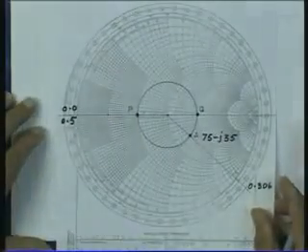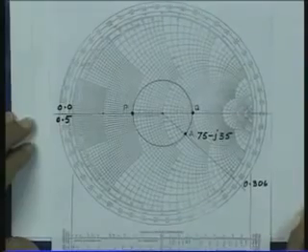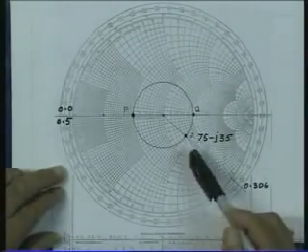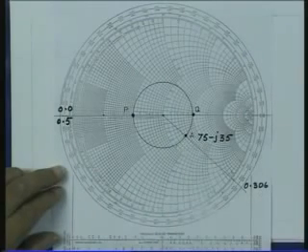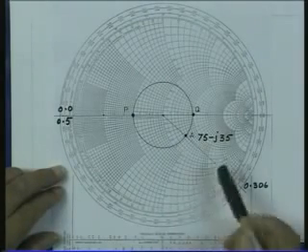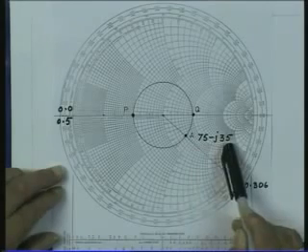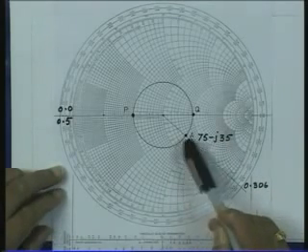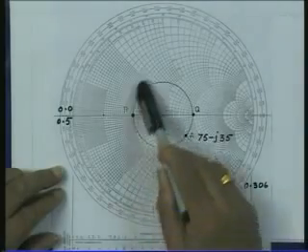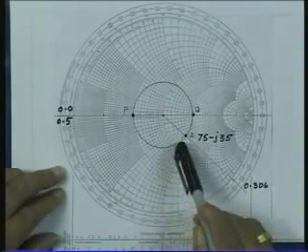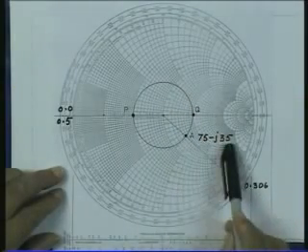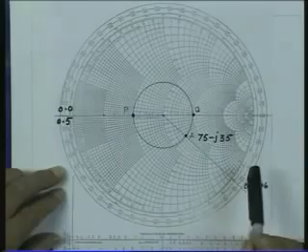So, first thing what we do, we take the Smith chart, and mark the unknown impedance which is to be matched to 50 ohms. So, first we normalize this impedance of 75 minus j35 ohms, and mark this point on the Smith chart. Draw a constant VSWR circle passing through this impedance. So, this circle is the constant VSWR circle corresponding to the load impedance 75 minus j35.